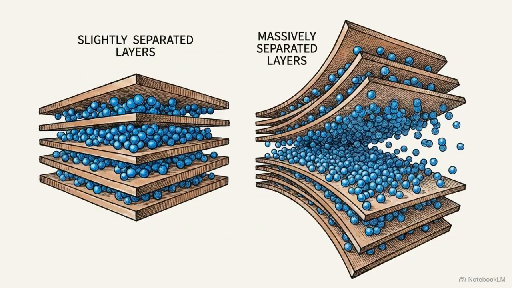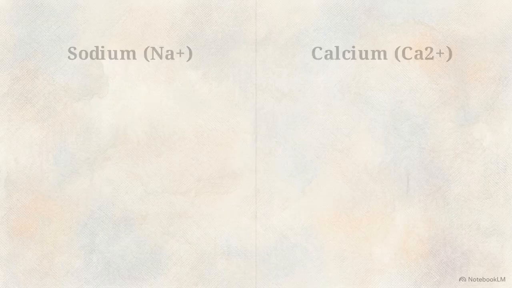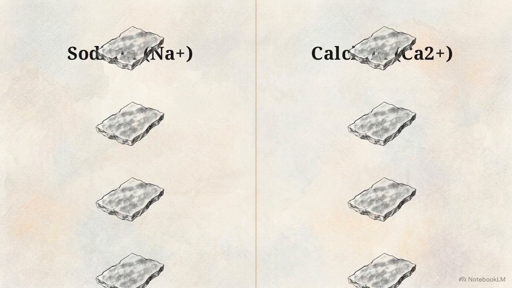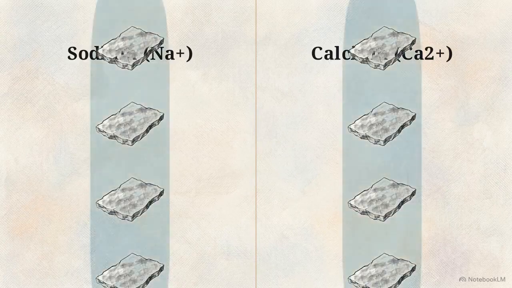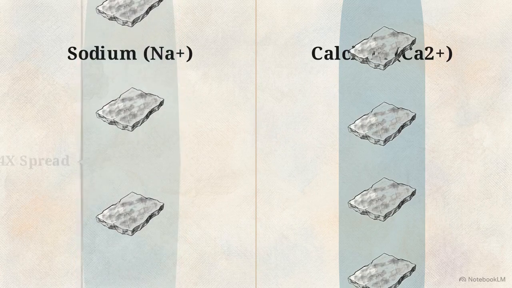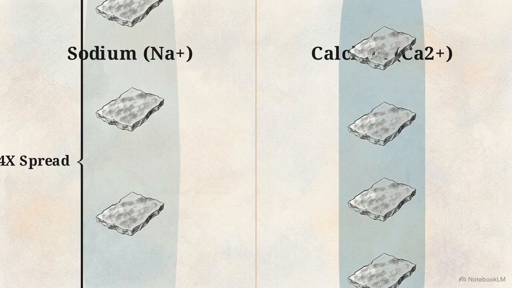The extent of this dispersion depends entirely on which specific cations are attached to the clay surface. This diagram compares a clay lattice hydrated with sodium ions on the left against one hydrated with calcium ions on the right. You can clearly see a massive disparity in the thickness of the adsorbed water film between the two. The water layer surrounding the sodium bentonite is so thick that the individual platelets spread out up to 4 times as much as the layers in the calcium bentonite.